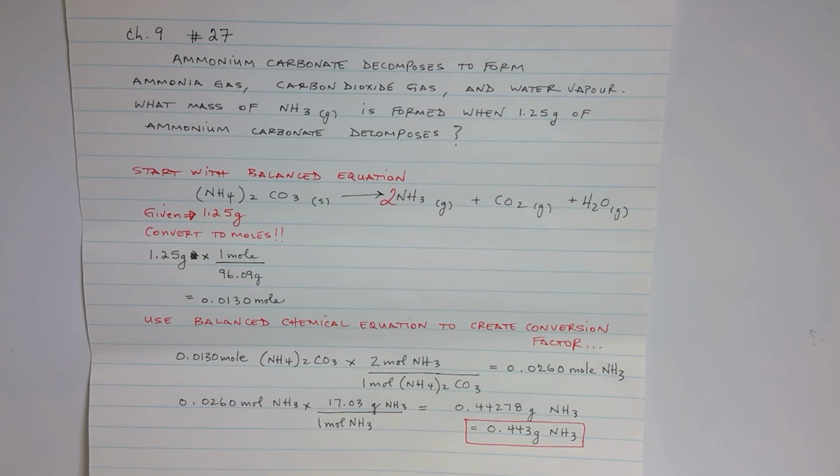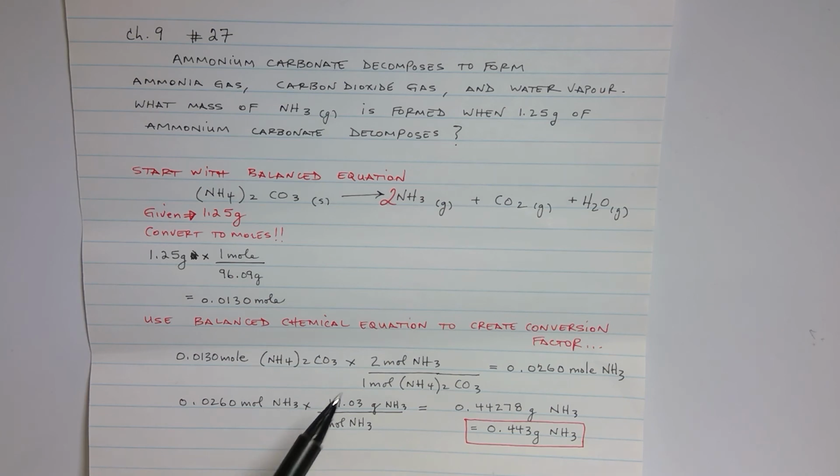Here I am writing my ammonium carbonate because my calculation involves 2 species. My conversion factor here is 2 moles NH3 over 1 mole. Where did that come from? Look up above at your balanced equation. I know that 2 moles of ammonia form for every 1 mole of ammonium carbonate consumed. So if I want to convert from ammonium carbonate to ammonia gas, I'm using the conversion factor derived from a balanced equation. So you see how my units will cancel. So basically I'm doubling that number of moles to 0.0260 moles of ammonia.